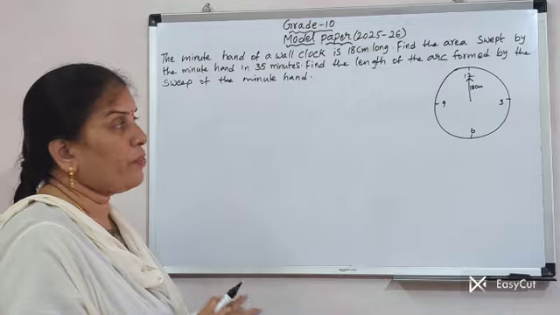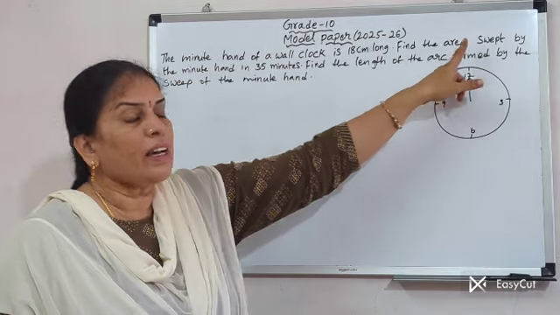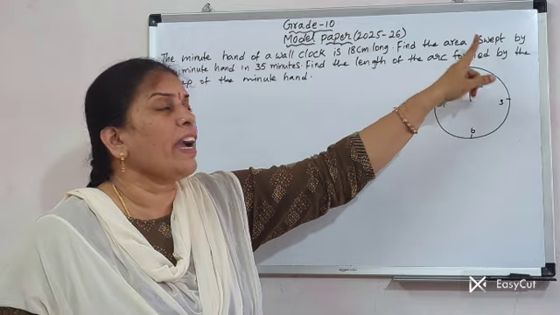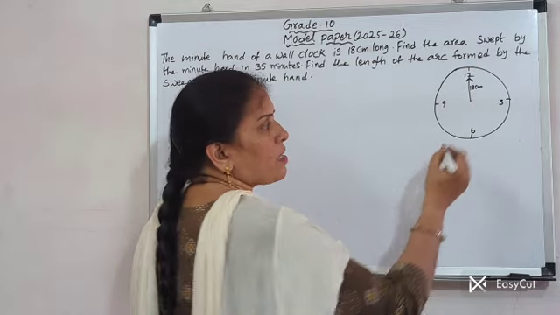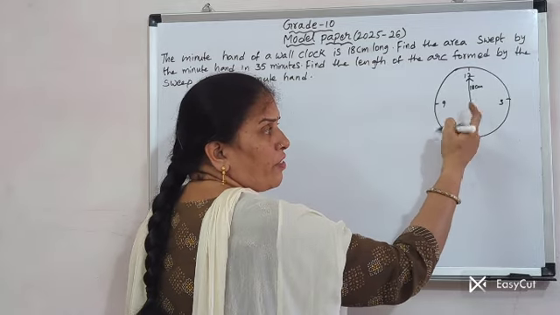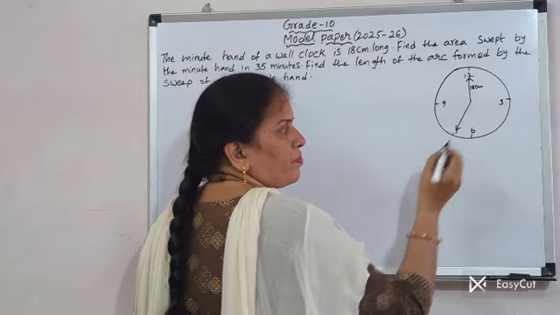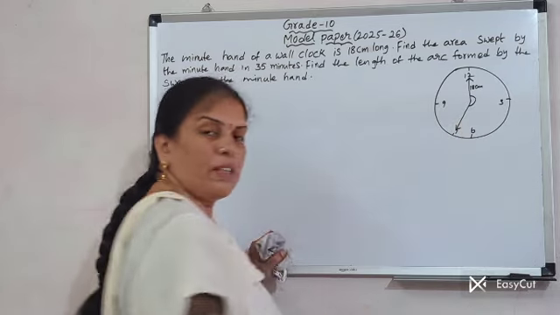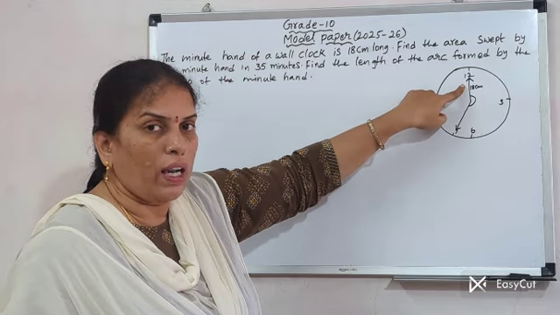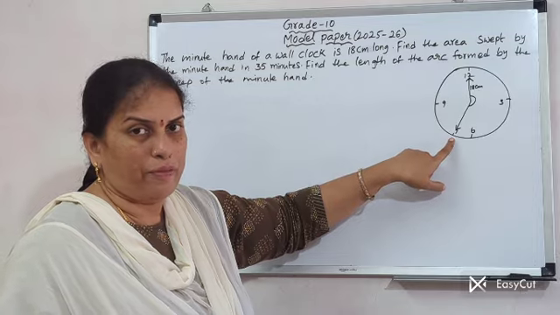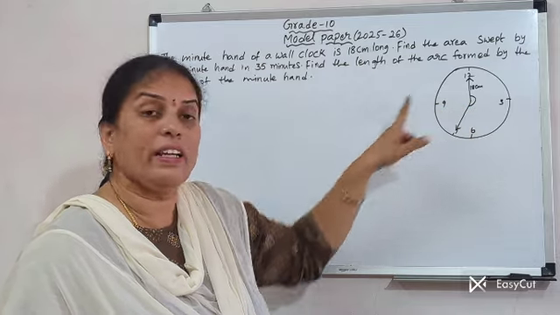Swept means moved. The area swept by the minute hand in 35 minutes. They asked, how much area is moved by the minute hand in 35 minutes. 35 minutes means from here, where will it come? Up to 7. That means from here to here it moves. This is the angle. Understood? See, if a minute hand starts from 12, 35 minutes means it comes to 7. Okay. That means this angle is forming now. This is called theta.